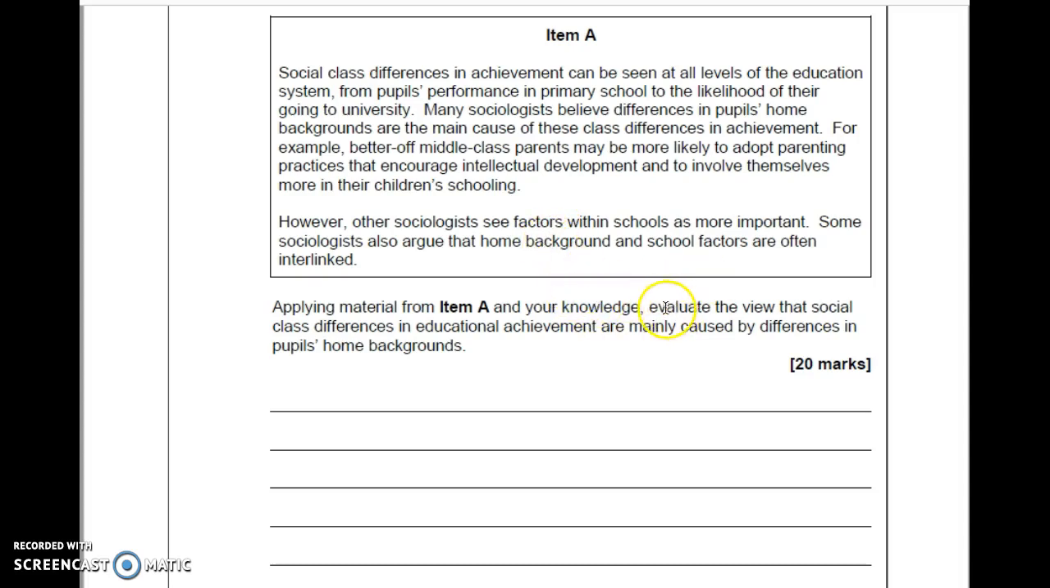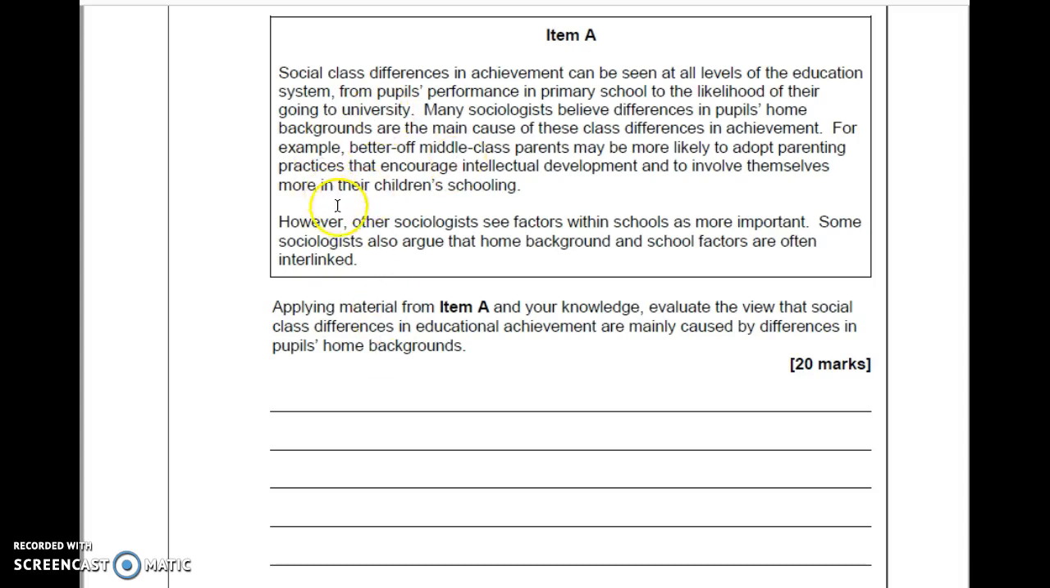And you've got to evaluate. So that means that you've got to be quite critical. So that might mean that you criticise any points that you make, or you might even compare it with in-school factors as well. Okay, now it's asking you that social class differences are mainly caused by differences in the home background. So I expect to see a good range of knowledge about cultural deprivation, material deprivation, cultural capital, and how that links to working class failure and middle class achievement.